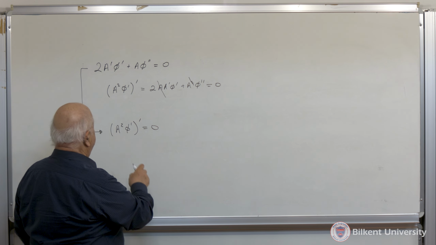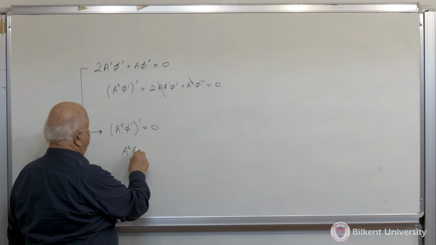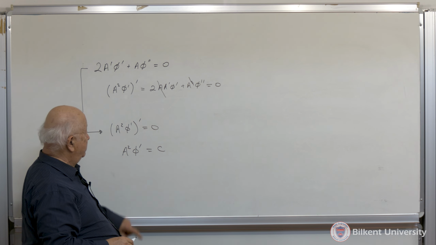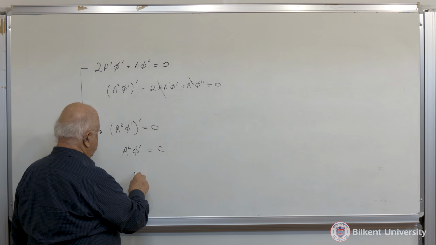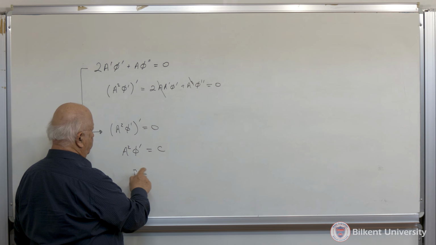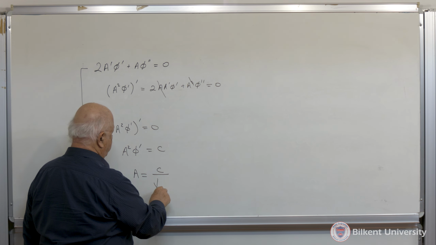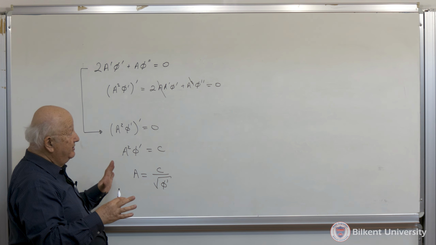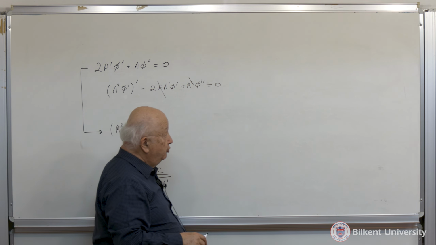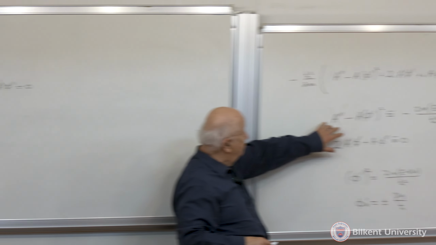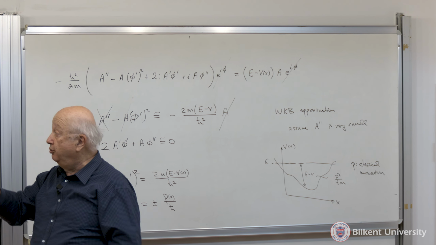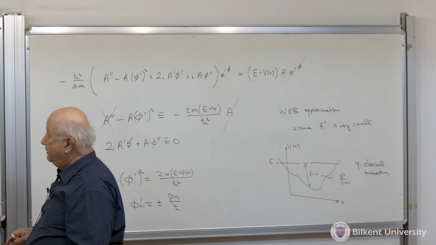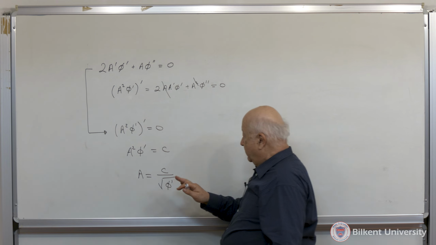Okay, so that means this a squared phi prime is going to be just a constant, so that its derivative is 0. So a is going to be equal to c over square root of phi prime. Okay, so this approximation, assuming that this term is equal to 0, enables me to solve for phi and a. After that approximation, everything is exact.